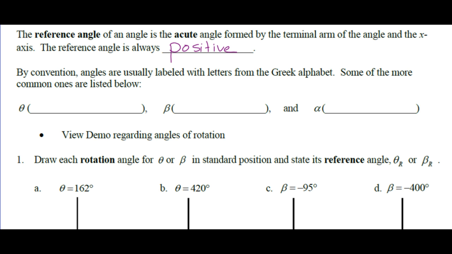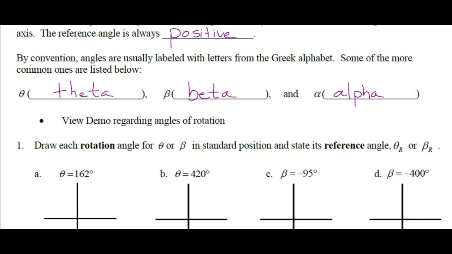Okay, what's next? By convention, angles are usually labeled with letters from the Greek alphabet. Some of the more common ones are listed below. What's the name of this one? Theta. What's the name of this one? Beta. And this one is alpha. Put together alpha, beta, and you get the word alphabet. The first 2 letters of the Greek alphabet are alpha, beta. You've probably heard of from alpha to omega. Omega is the last letter in the Greek alphabet. So from alpha to omega is like saying from A to Z. Like everything.